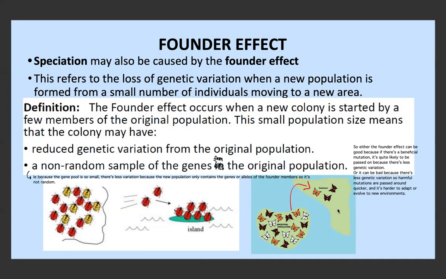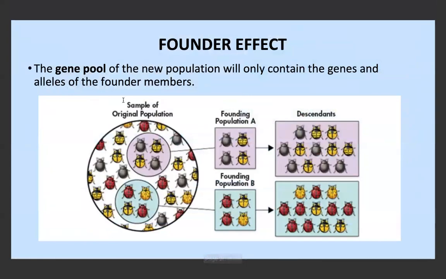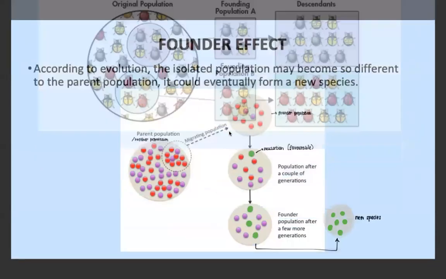But obviously it can be very bad because if there's a harmful mutation, it'll also spread very quickly, or if the environment changes and none of them are adapted, that makes it a lot more difficult to adapt. The gene pool of the new population only contains the genes and alleles of the founder members, so these few little members that moved to start this new colony.